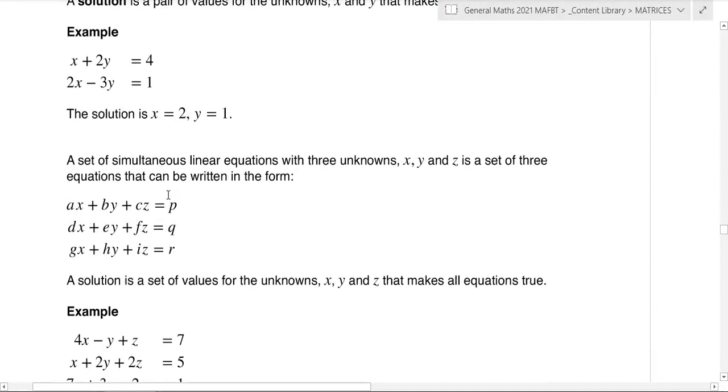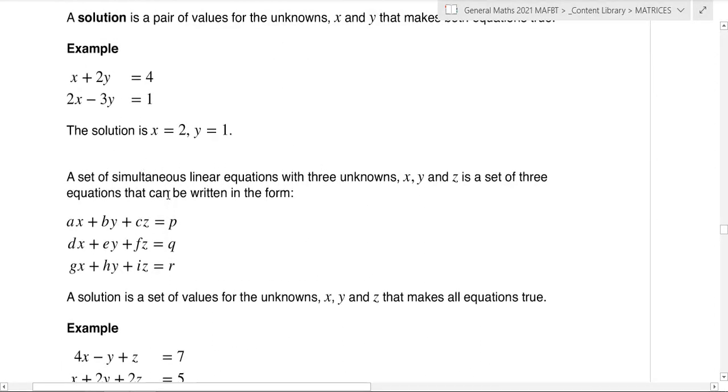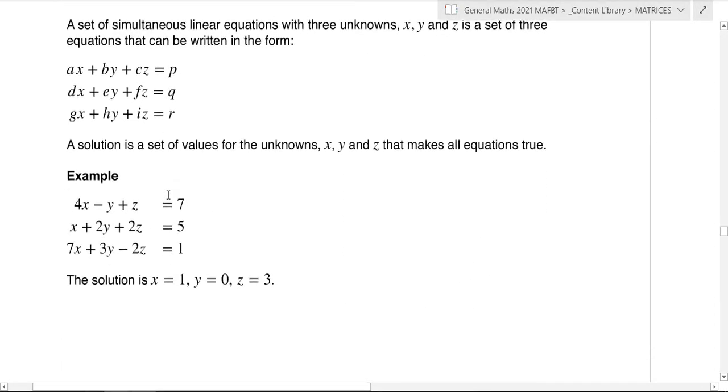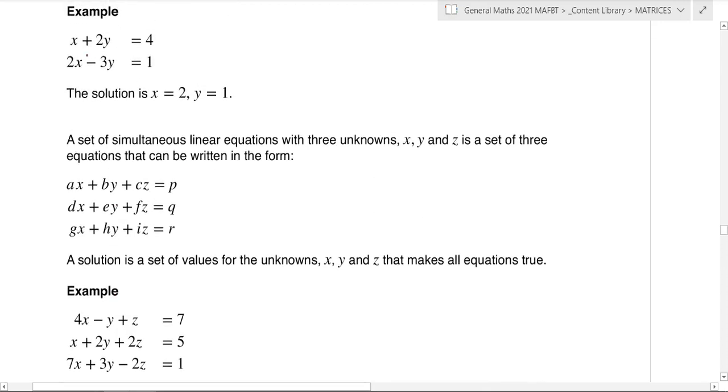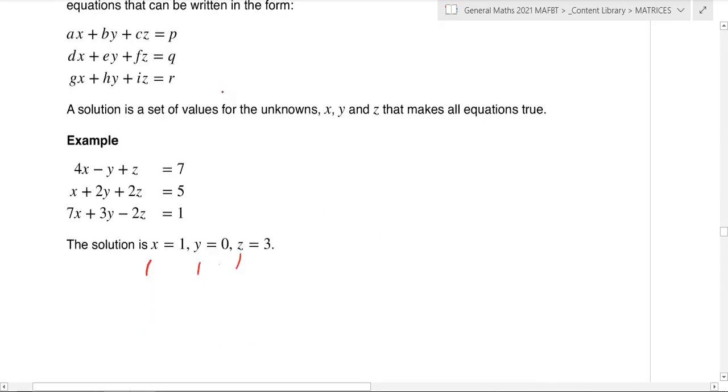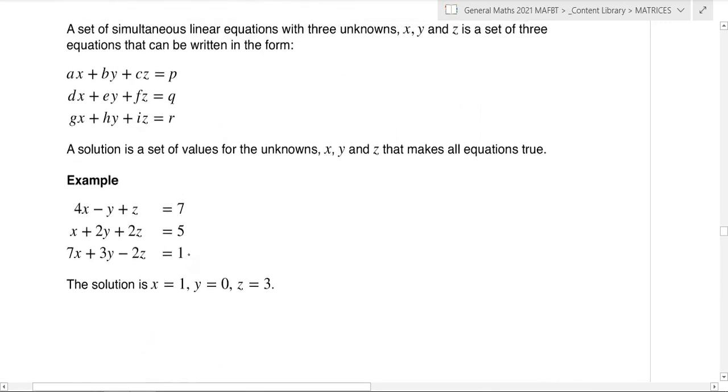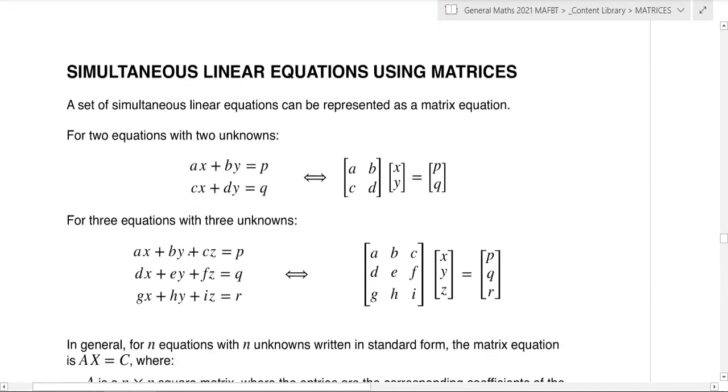But the idea with these questions, before I go ahead, is that you want to be able to figure out what is x, what is y, what is z, or what are the unknowns in these equations. That's what you're trying to figure out. And you can actually do them using matrices. Okay, so let's look into it.